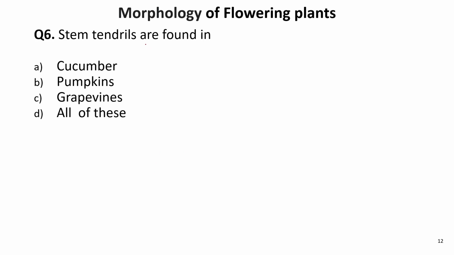Next question. Stem tendrils are found in cucumber, pumpkins, grape vine. If you remember, the stem tendrils are found in all these three plants. It is found in the cucumber, it is found in the pumpkin, it is found in the grape vine also. So all of these is the correct answer. Okay, so this is a memorizing based question. So you must remember the plant which bears the stem tendrils and the plant which bears the leaf tendrils.